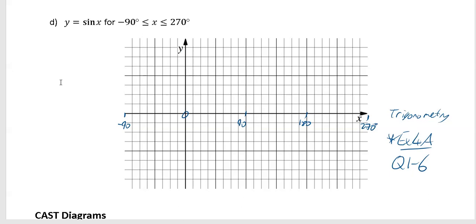I haven't used the full height for the next bit. I just didn't like going on these bits at the very top. So I'm just going to go here, and that's going to be 1 and -1. So remember, the maximum value of sine is 1. Minimum value is -1. Okay, put in sine of -90 in your calculator, you're going to get -1. Put in sine of 0, you're going to get 0. Put in sine of 90, you're going to get 1. Put in sine of 180, you're going to get 0. Put in sine of 270, you're going to get -1.